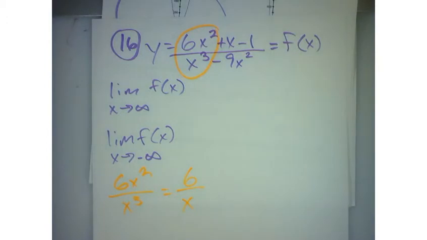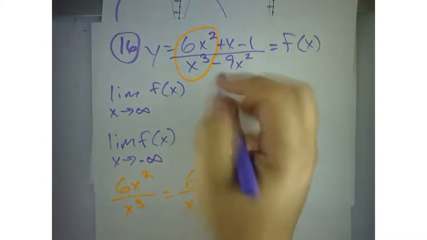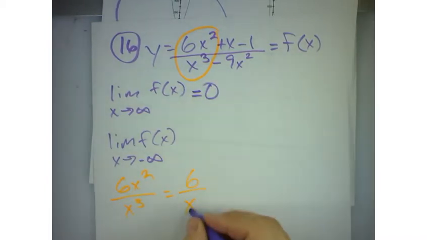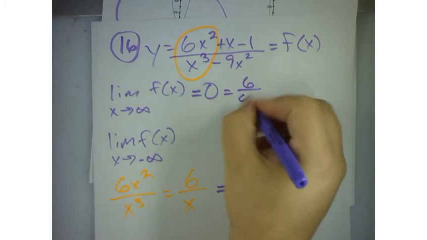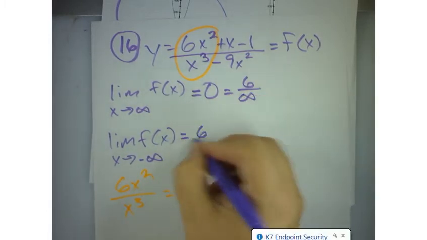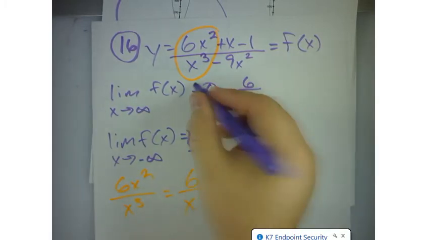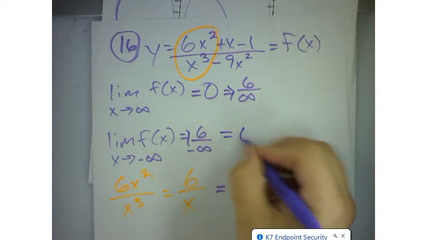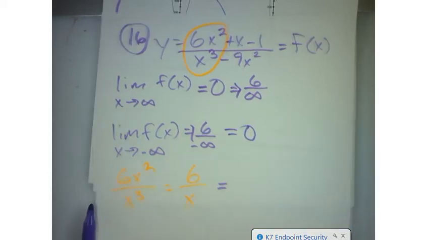All right, so then as x approaches infinity, what would be the limit of that? 0, right? So this would be 0. In other words, this should be like 6 over infinity, and this one would be like 6 over negative infinity, or similar to it, right? And so this should equal 0 as well. And then, how does that translate here?